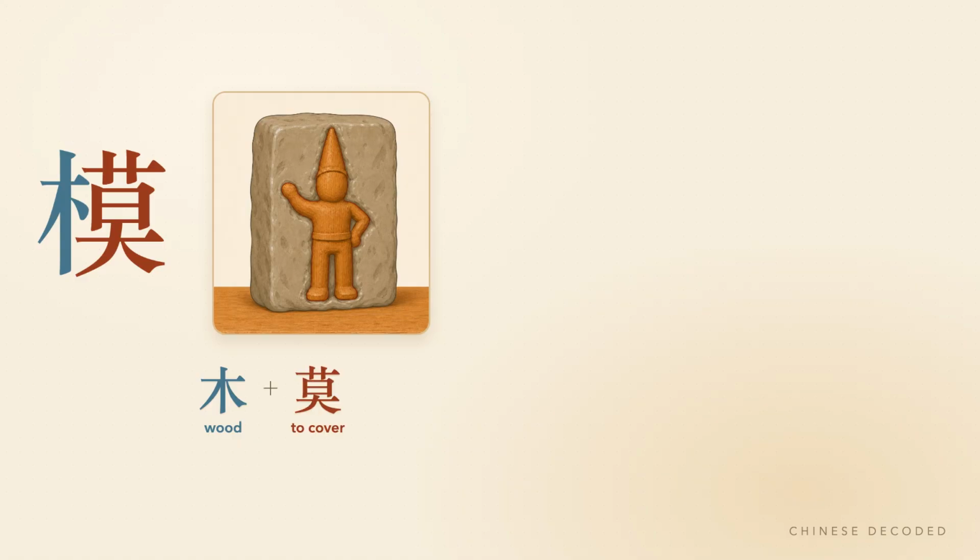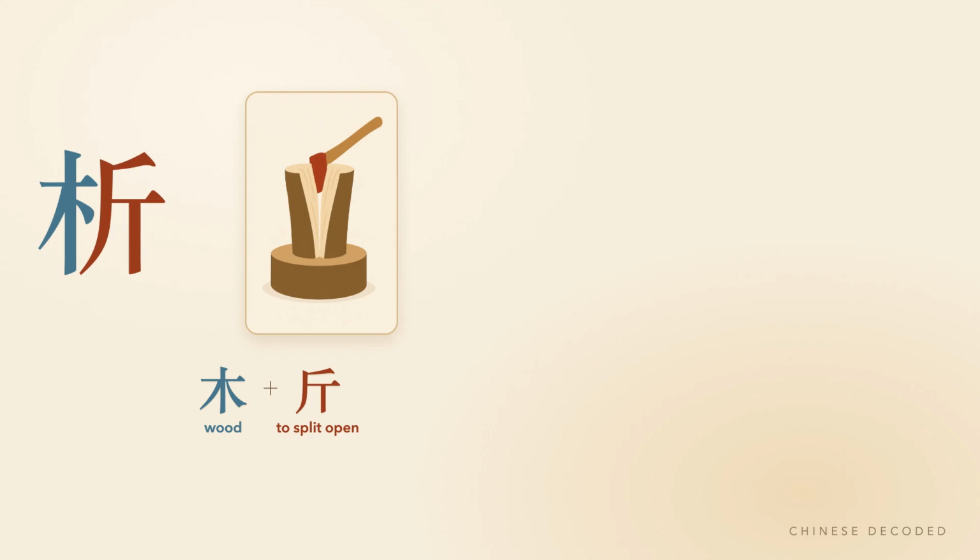Wood plus the concept to cover, a wooden object that gets covered to have its form taken, a model. Wood plus the concept to split open. Its original meaning is to split wood open. Today it means to analyze, splitting a problem open to see what's inside.